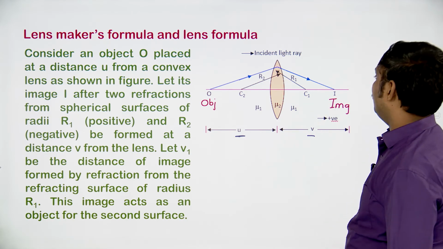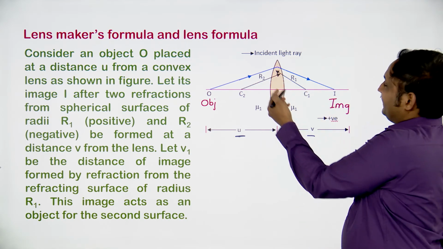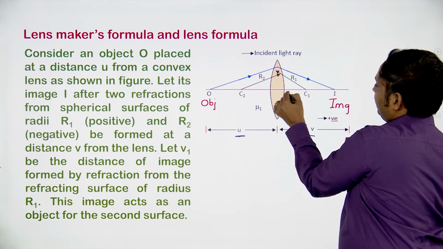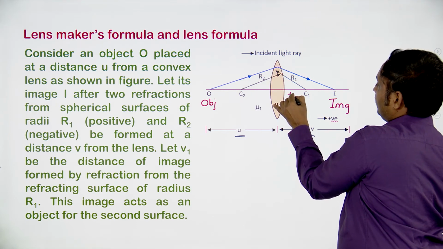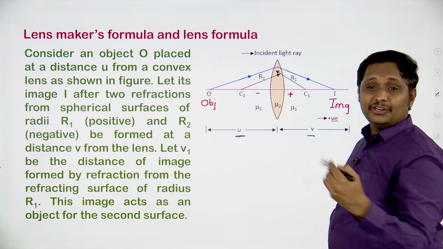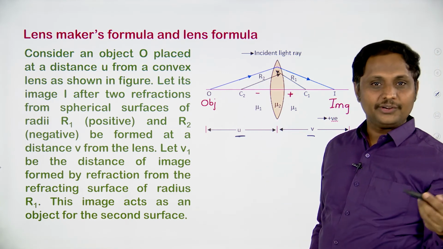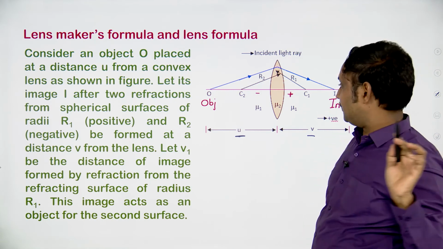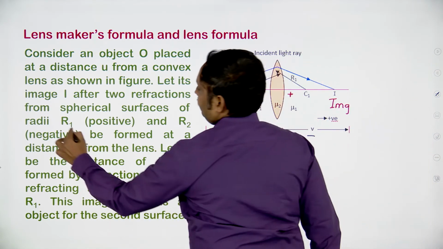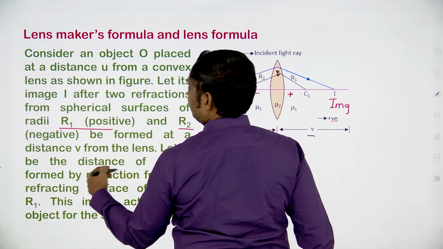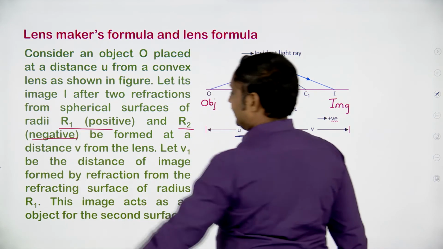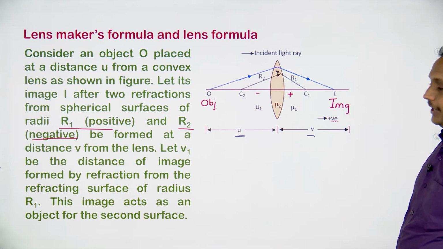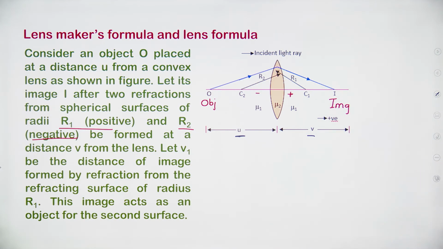Here also we go for R1, taking the direction of incident light as positive for these measurements. R1 is going to be positive and R2 is going to be negative as per the sign convention we have discussed. It's very clear. At a distance v from the lens, the position of the image is identified.